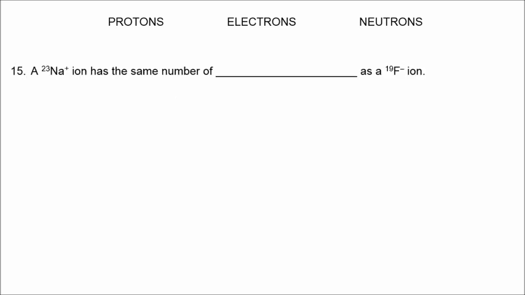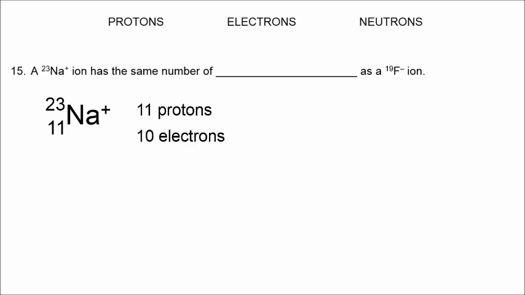In number 15, we're comparing a sodium-23 cation that has a +1 charge with a fluorine-19 anion that has a -1 charge. Sodium has atomic number 11. It has a +1 charge, so it has only 10 electrons. And it happens to have 12 neutrons because 11 plus 12 is 23.